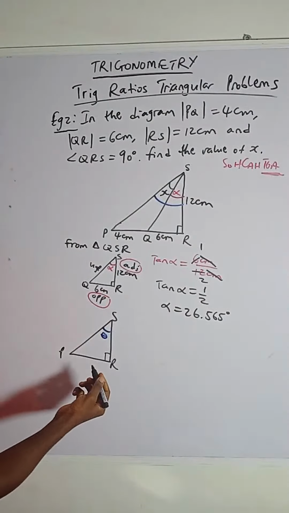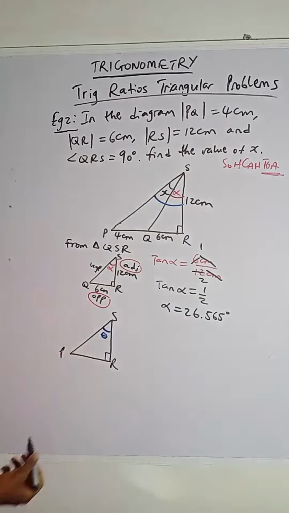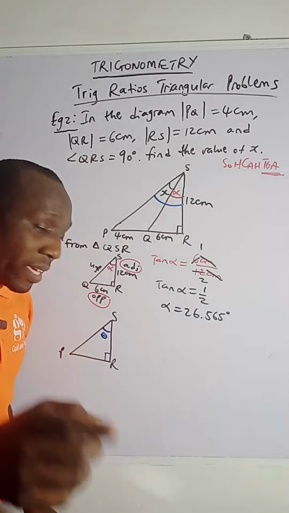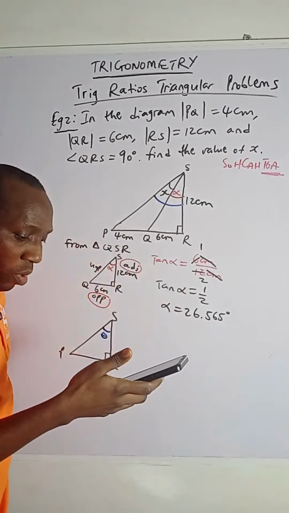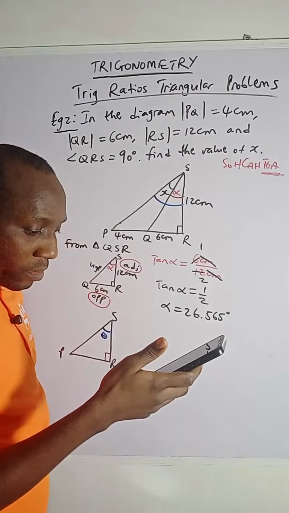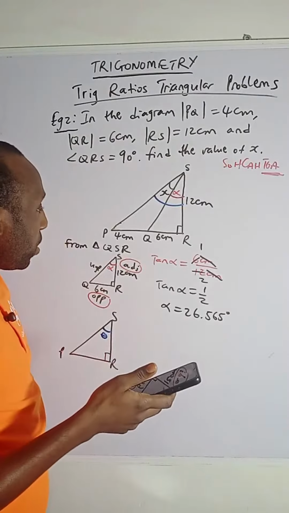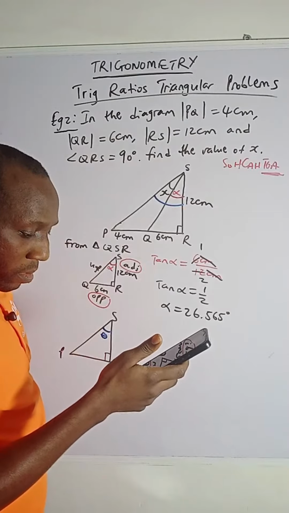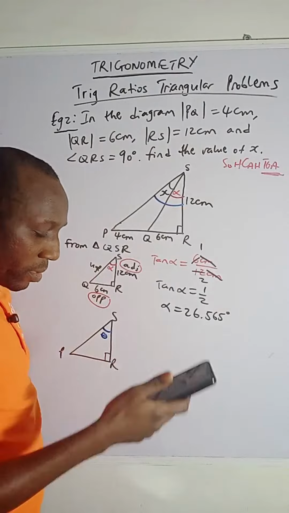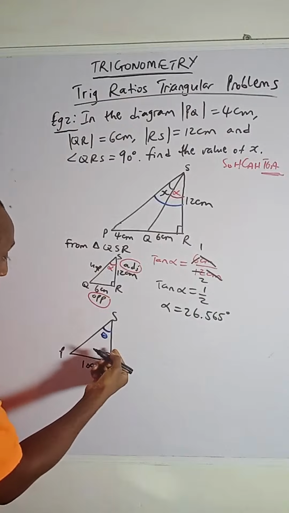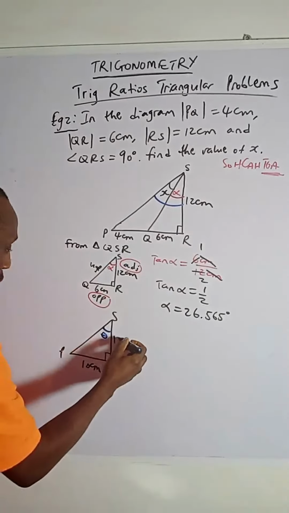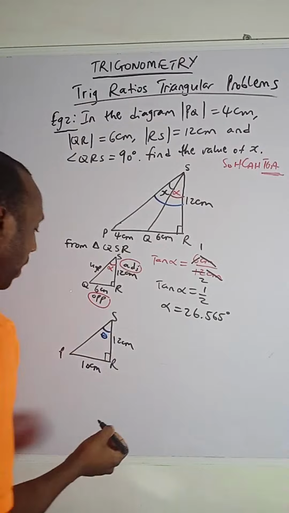So if that's the case, who can tell me what's the length of side PR? You know it, say it in the comment. What is the length of side PR? 10 centimeters. Thank you. And this one is 12 centimeters, as you can see here. Very good. So we keep going.